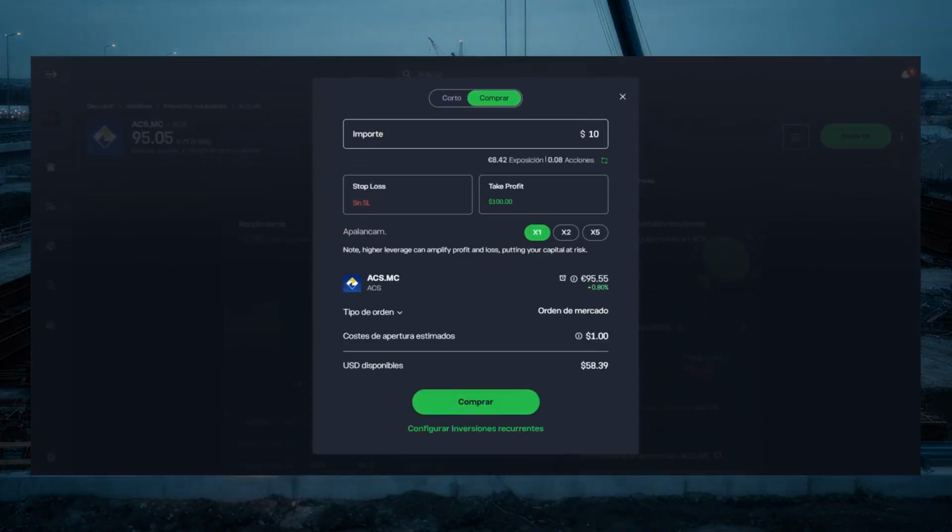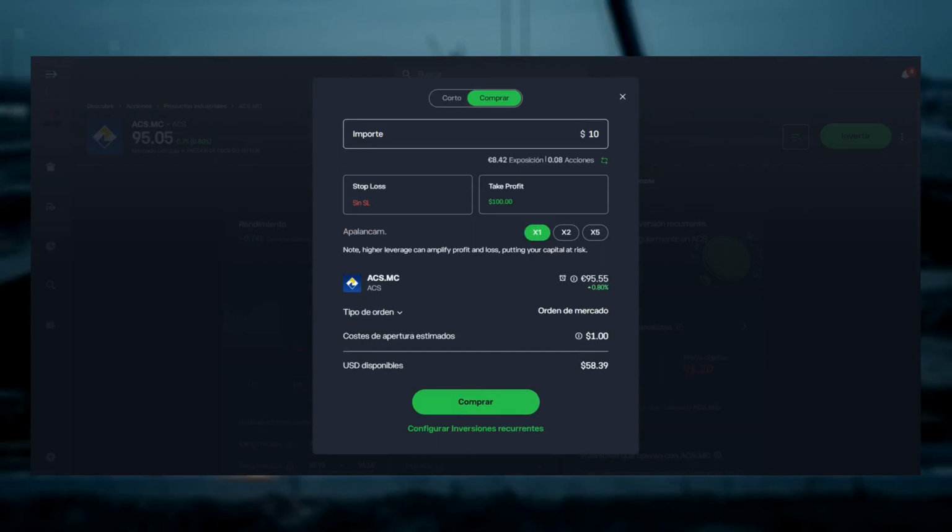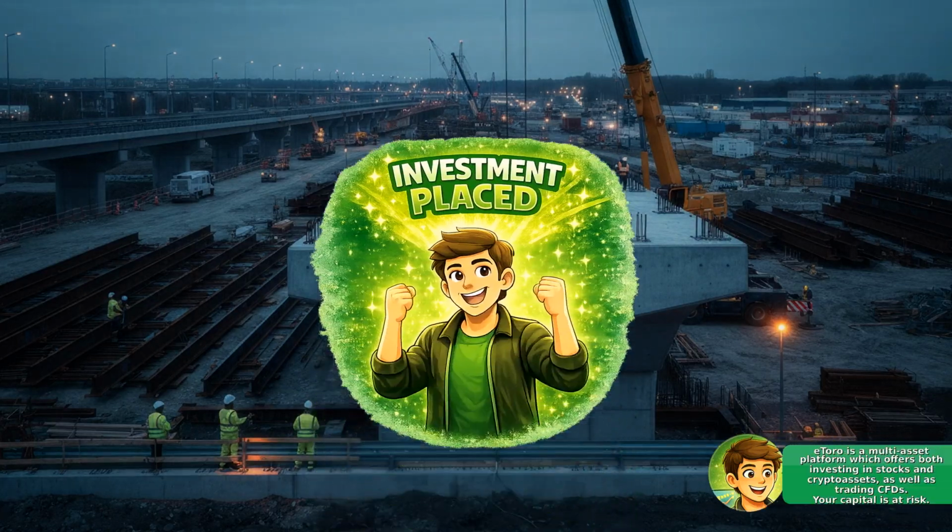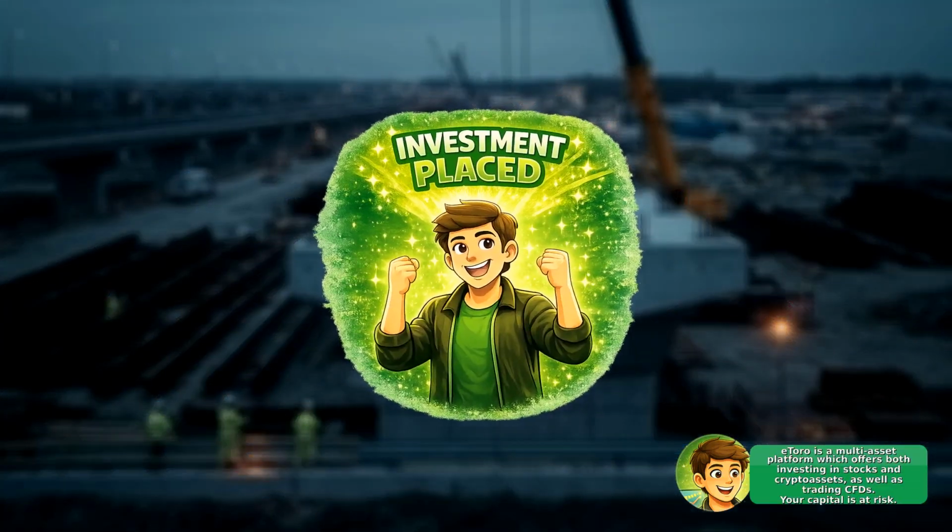Click Invest or Buy, enter the amount you want to invest, then review the order details before confirming. If the market is closed, your order may execute later, and if you don't have enough funds, the platform will prompt you to add money before completing the trade. Your ACS position will appear in your portfolio after the trade is placed.